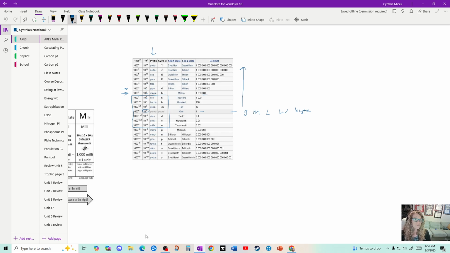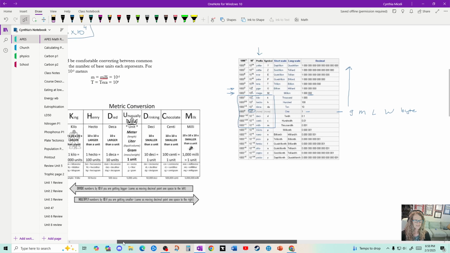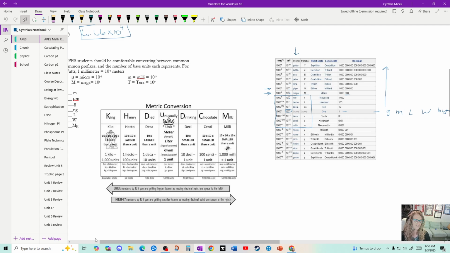So some students like to look at it this way. Some students like to see the tens going up by the tens, and so sometimes it's helpful to understand exactly how this metric system is organized. Okay, so this little area that I've boxed, I find the little saying of King Henry is the easiest way to know it. King Henry died unusually drinking chocolate milk. So if you can remember that on a test, you can whip it right out and use it.